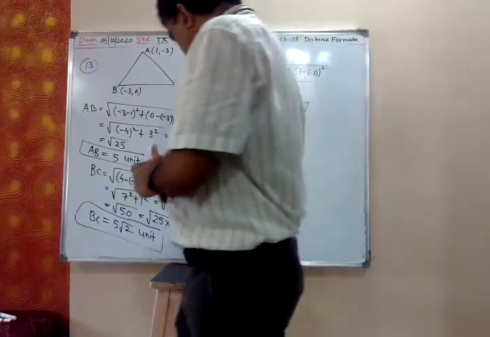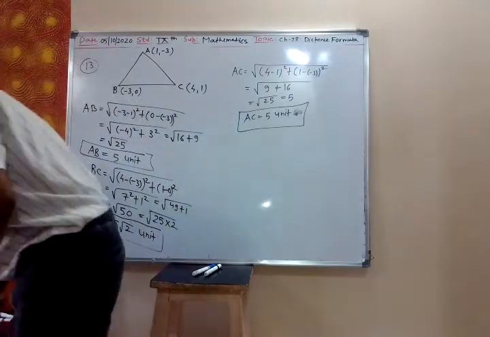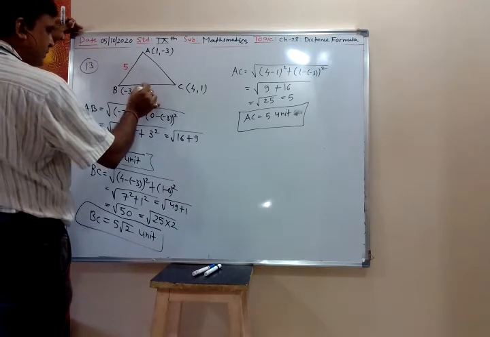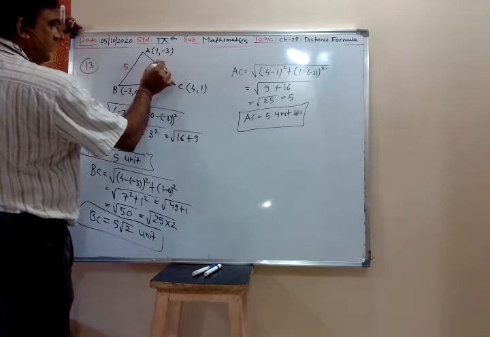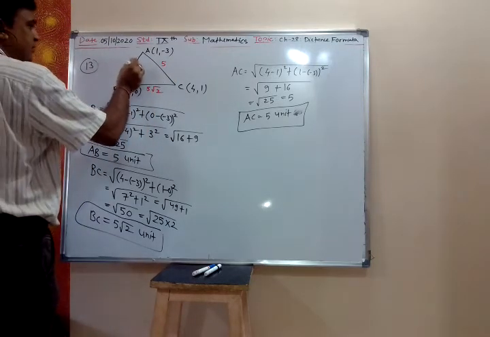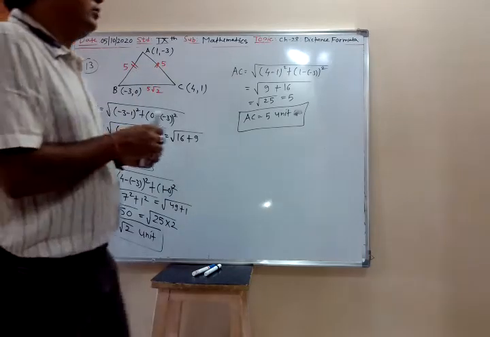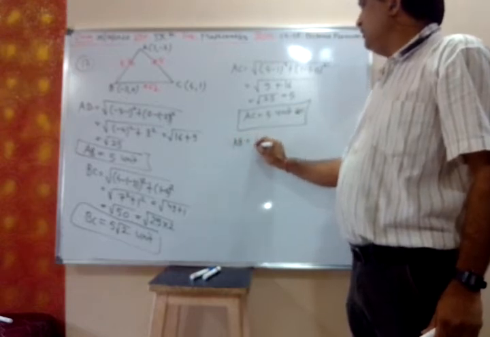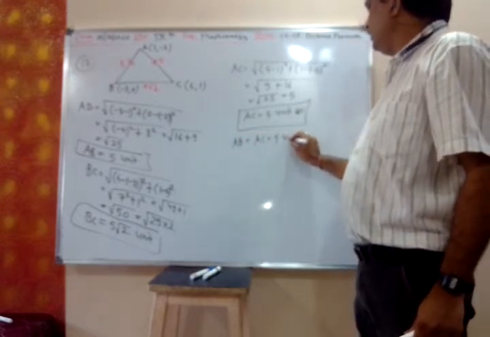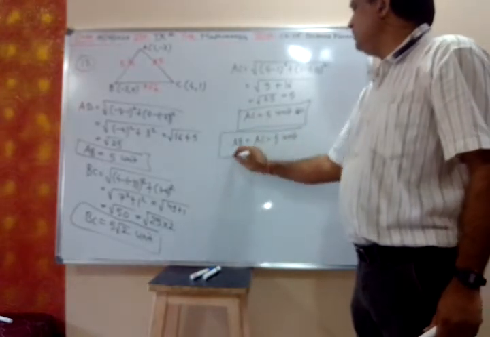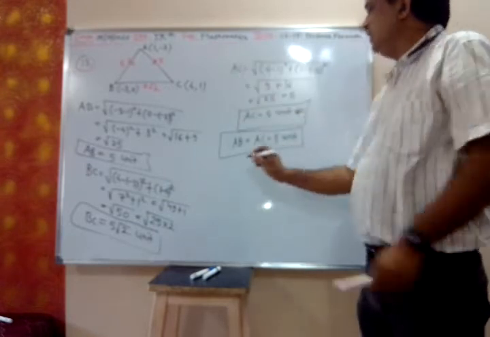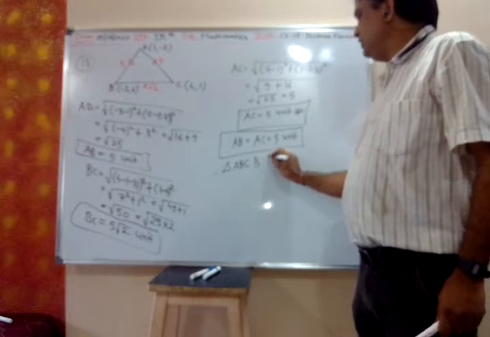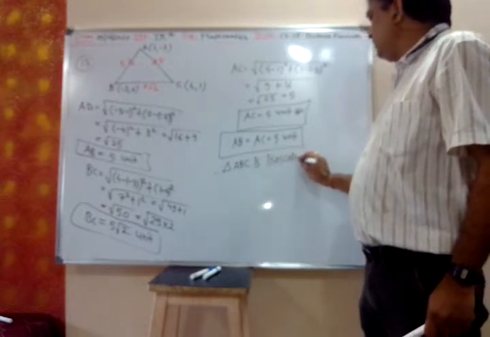Now if you see this, AB is 5, BC is 5 root 2 and AC is 5. So which two sides are equal? AB is equal to AC, both 5 units. So for the given triangle ABC, two sides are equal, AB and AC. Therefore, triangle ABC is an isosceles triangle.